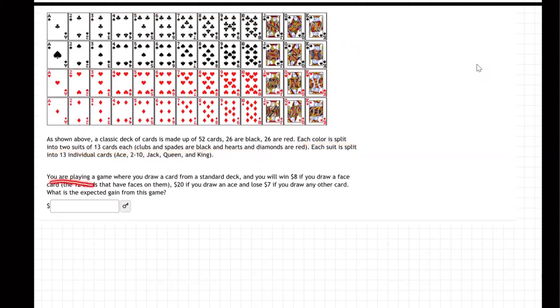Here's the game. You are playing a game where you draw a card from a standard deck, and you will win $8 if you draw a face card, the 12 cards that have faces on them, $20 if you draw an ace, and lose $7 if you draw any other card. What is the expected gain from this game?